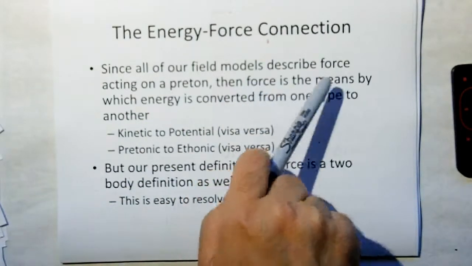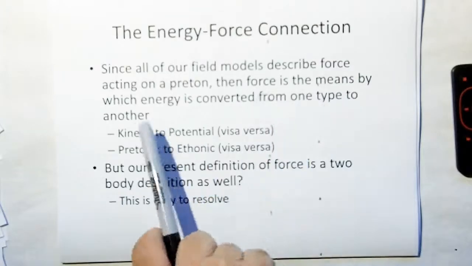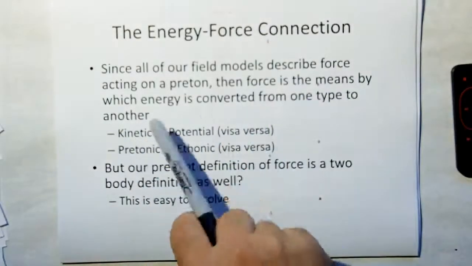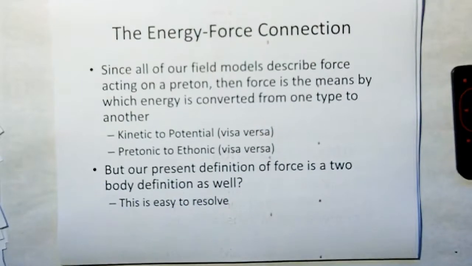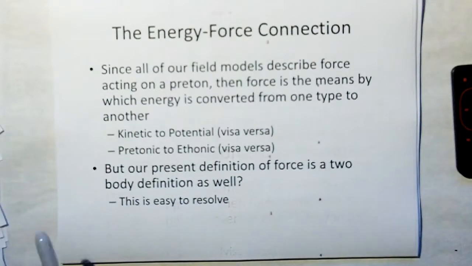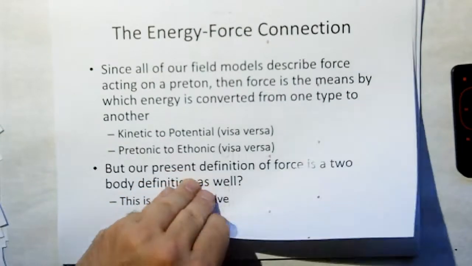The new force, thrust, is the means by which energy is converted from one type to the other, whether it be kinetic to potential or vice versa, or pretonic to ethonic, and I'm using this prematurely now, or vice versa. But our present definition of force is a two-body definition as well, but this is easy to resolve.